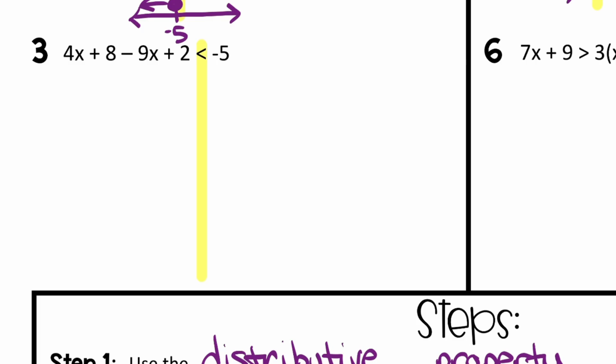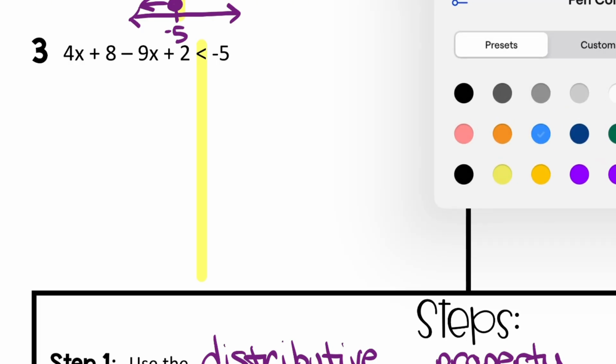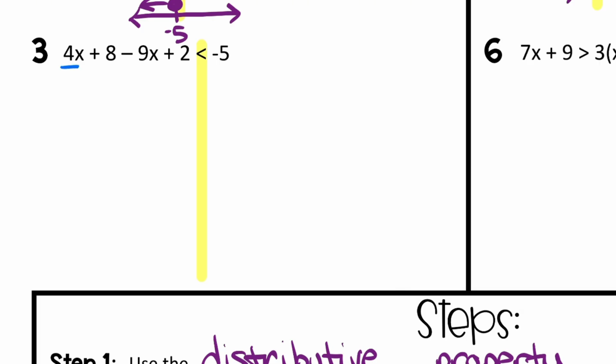Over here on the left side, I have some like terms. When I look at this, I have a like term of 4x and negative 9x. So 4x take away 9x is negative 5x. I'm combining like terms by adding and subtracting the coefficients. Next, I have 8 and a 2, and 8 plus 2 is 10, is less than negative 5.